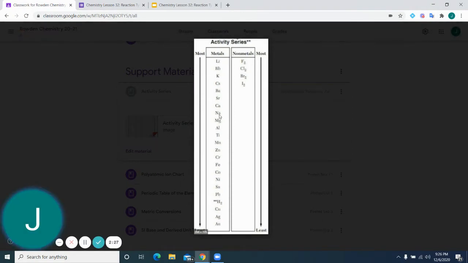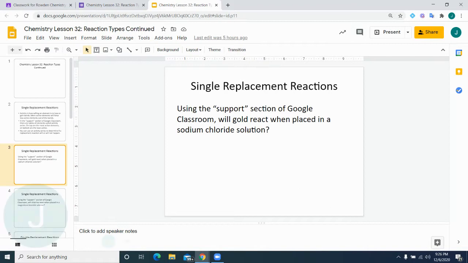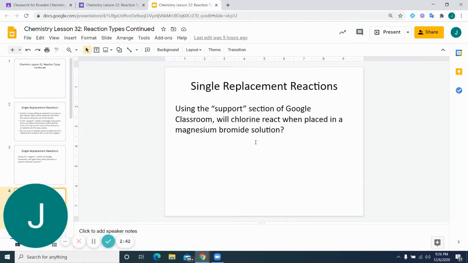All right, so there's Na, sodium is right there, and where's gold, Au? Way down here. Can gold beat Na? No, it cannot. Na is higher up. So Na would replace gold, but gold cannot replace Na. So can that happen? No, the answer is no.